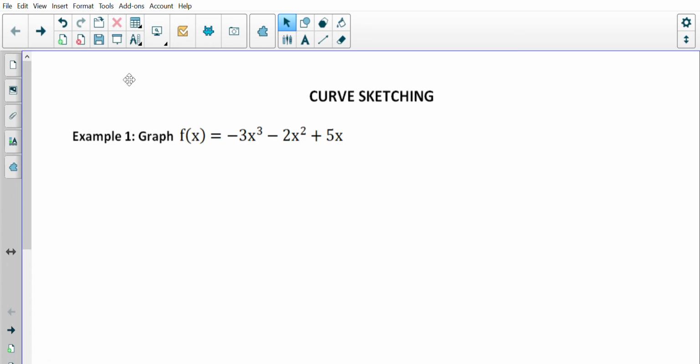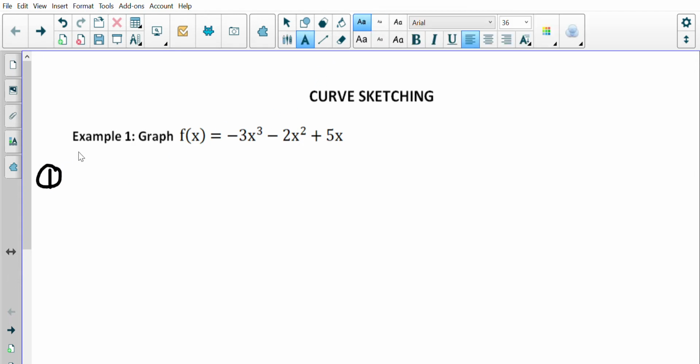Alright, so the graph we're going to do today is f of x is equal to negative 3x cubed minus 2x squared plus 5x. Alright, and so step one of our curve sketching checklist is find the y-intercept or the x-intercept if it's easily found.